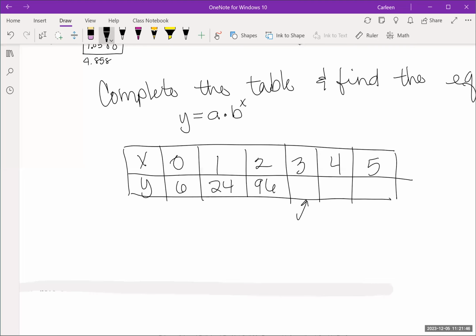Can anyone tell me what number 3 is gonna be? Okay, plug in some numbers, play around with it. Punch, punch, punch. Anyone have a guess? $384. Ding, ding, ding. What's the pattern? Multiply by 4, right?